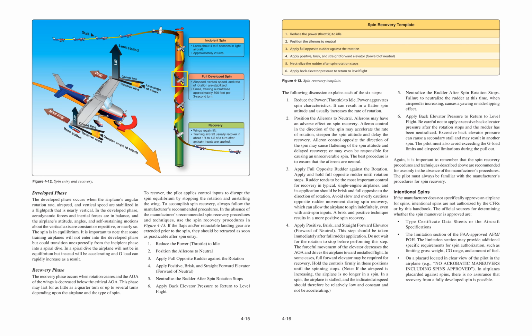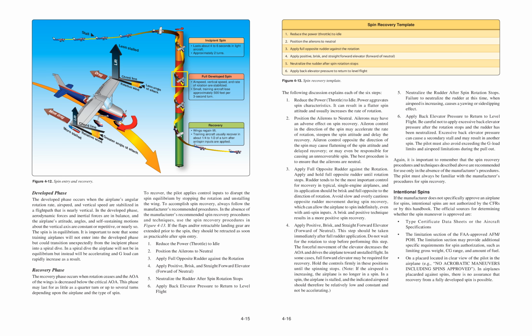If the flaps and/or retractable landing gear are extended prior to the spin, they should be retracted as soon as practicable after spin entry. 1. Reduce the power, throttle, to idle. 2. Position the ailerons to neutral. 3. Apply full opposite rudder against the rotation. 4. Apply positive, brisk, and straightforward elevator forward of neutral. 5. Neutralize the rudder after spin rotation stops. 6. Apply back elevator pressure to return to level flight.